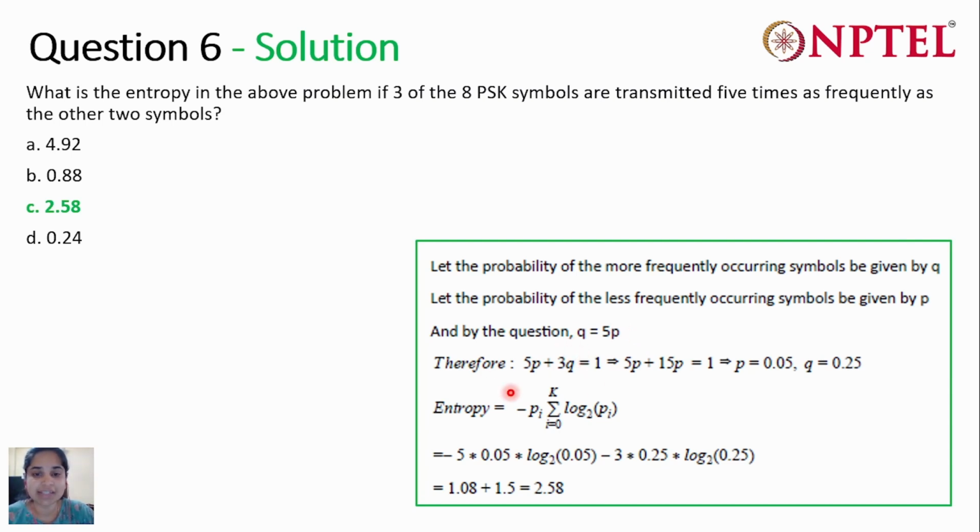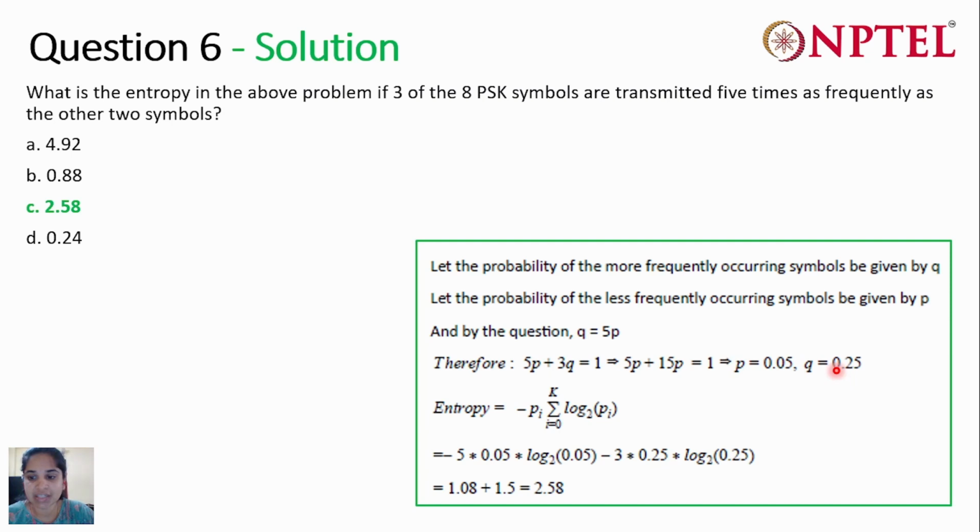Now we know that the sum of the entire probabilities should be 1. So 5P plus 3Q is equal to 1. And we know that Q is equal to 5P. So we get ultimately P is 0.05 and Q is 0.25.